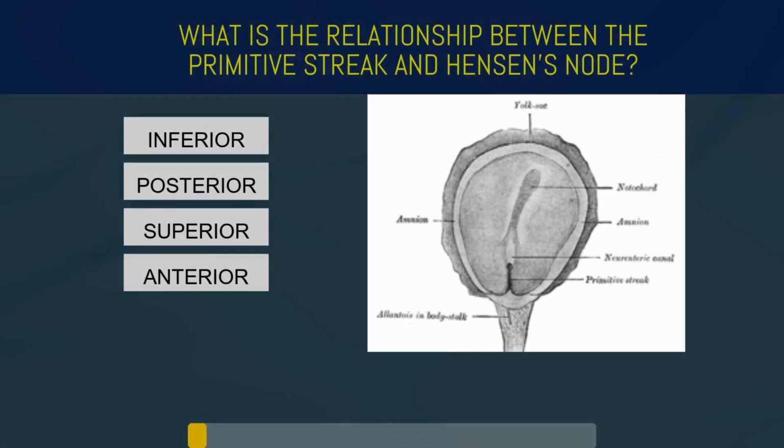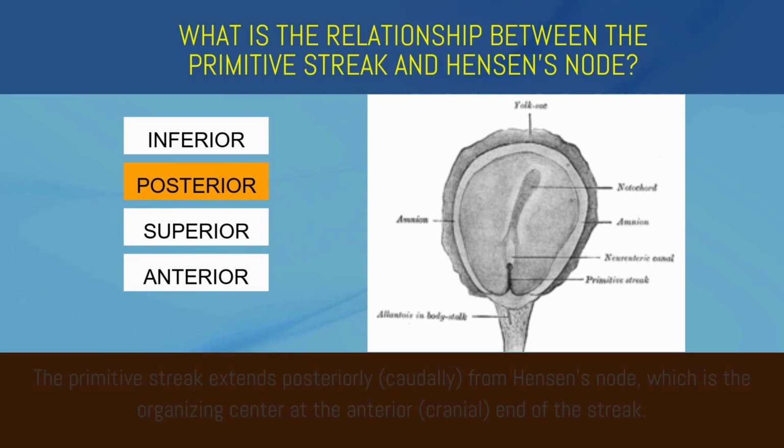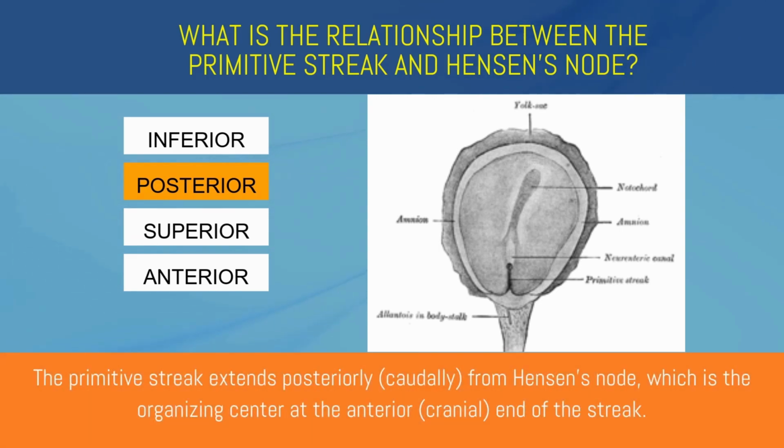What is the relationship between the primitive streak and Hensen's node? Inferior, posterior, superior, or anterior? Posterior. The primitive streak extends posteriorly from Hensen's node, which is the organizing center at the anterior end of the streak.